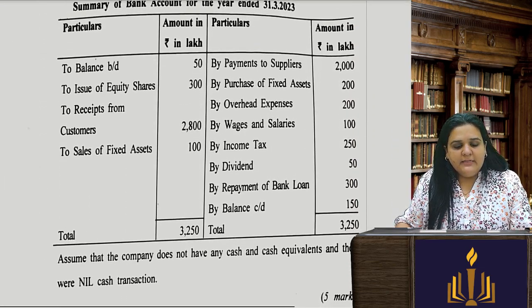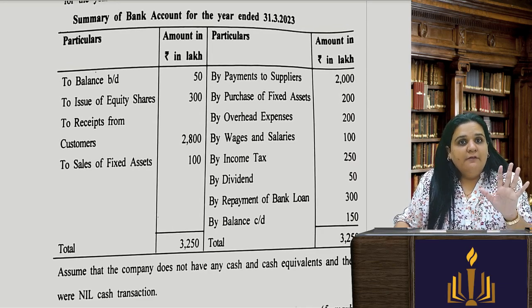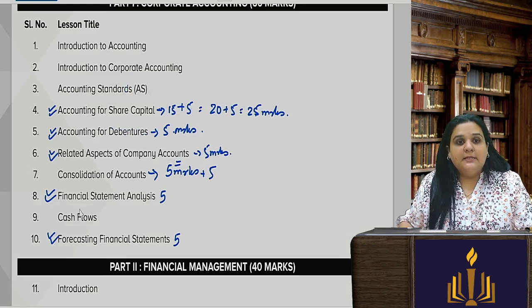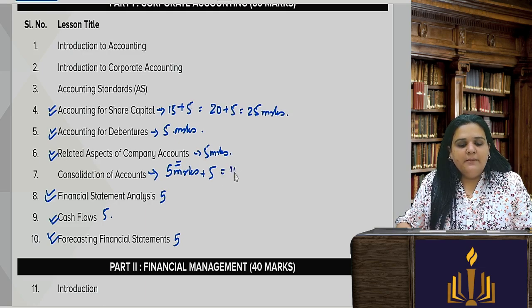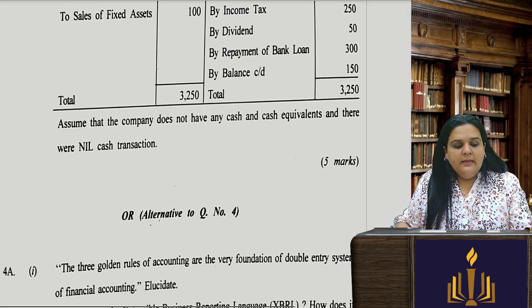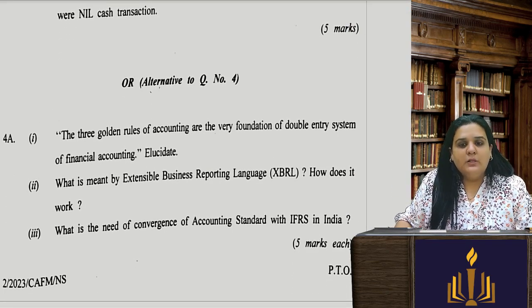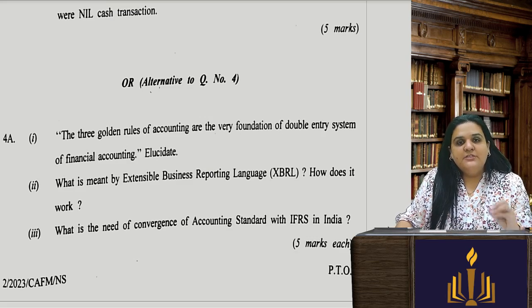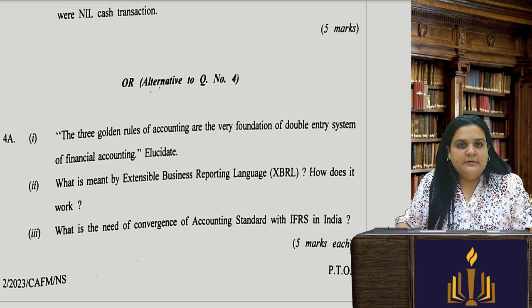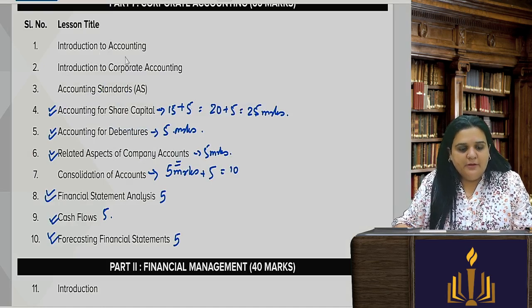And then they have a last question about cash flow statement, which is for 5 marks. Cash flow statement is another chapter altogether. So consolidation here became for 10 marks. Cash flow statement is for 5 marks. And they have given an alternate to question 4, wherein 4A they have asked you all the theory. Okay, 5 marks each. So 15 marks of theory is here. So they are asking you to find out the 3 golden rules of accounting, which is again you are from your theory chapter.